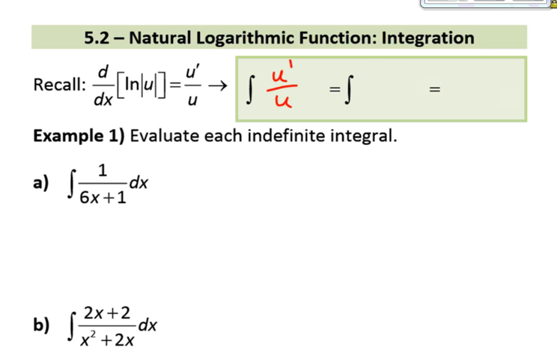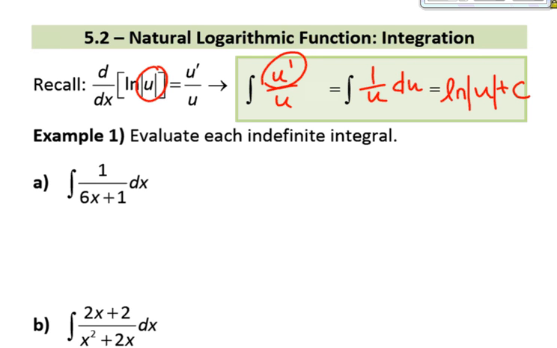rewrite that as 1 over u, where u prime really is the derivative of u, and so then that would equal the natural log of u plus c. However, you have to be careful with the absolute value piece, because when I go backwards into taking an integral that ends up being a natural log, you have to make sure that whatever that u is is inside absolute value. When I take a derivative of a natural log with absolute value, you can knock that absolute value out. It doesn't matter.